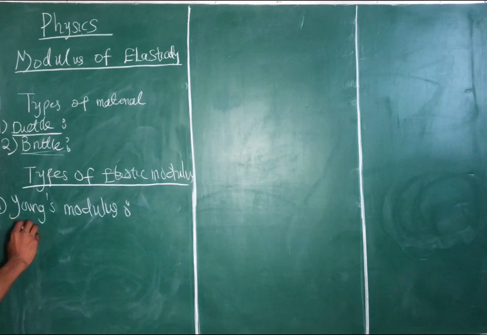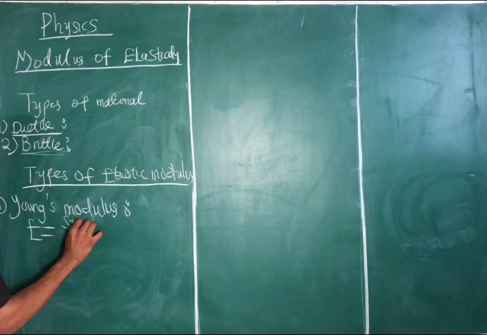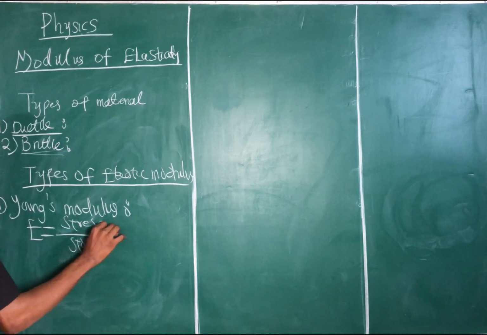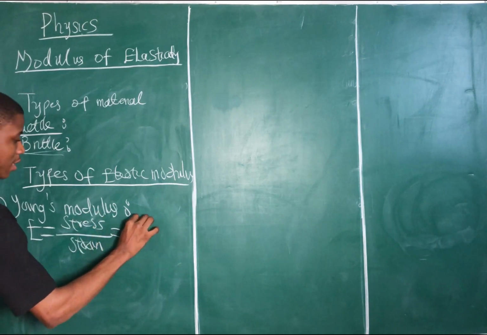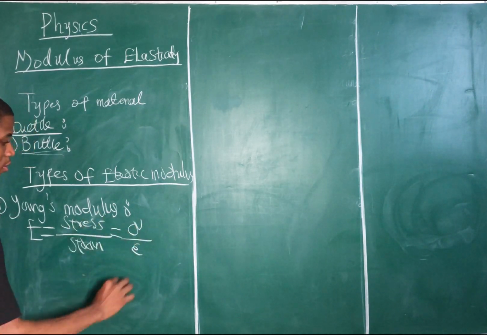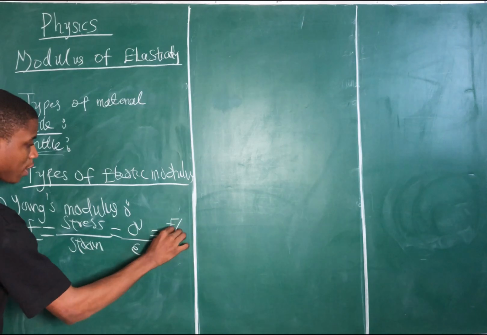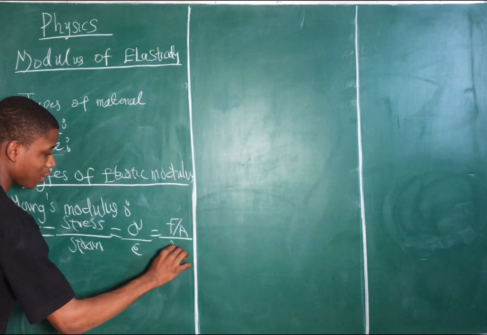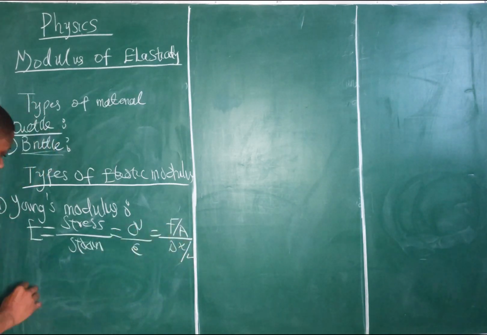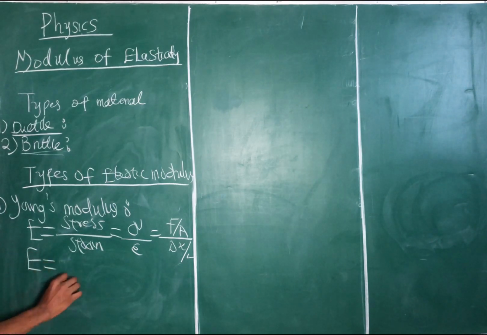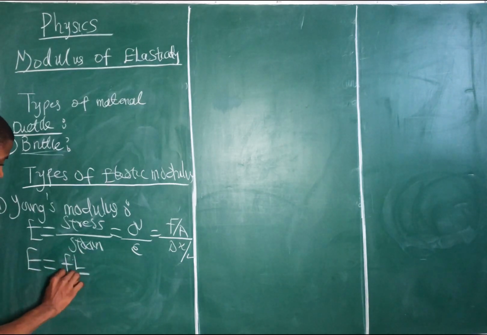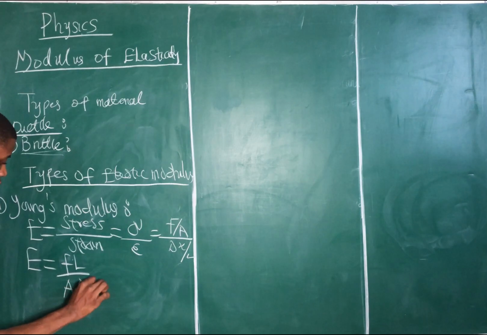So you have the modulus denoted by E is equal to the stress over the strain. Stress is F over A, and strain is extension over original length. Of course, we have E as FL over A times extension.